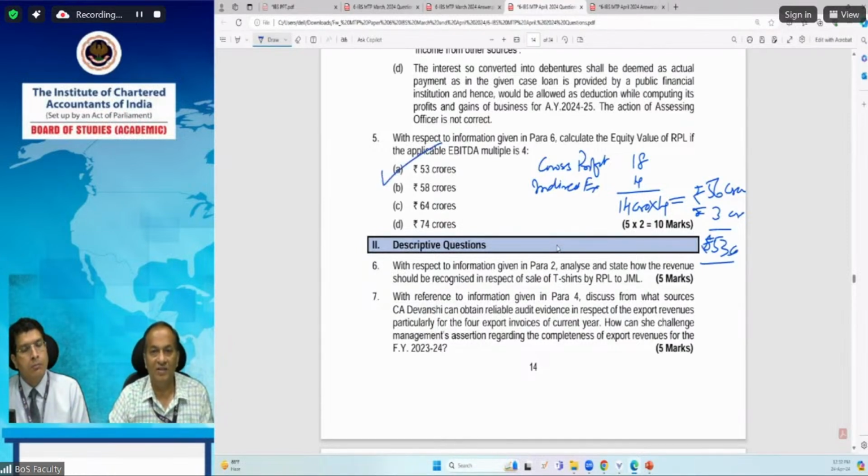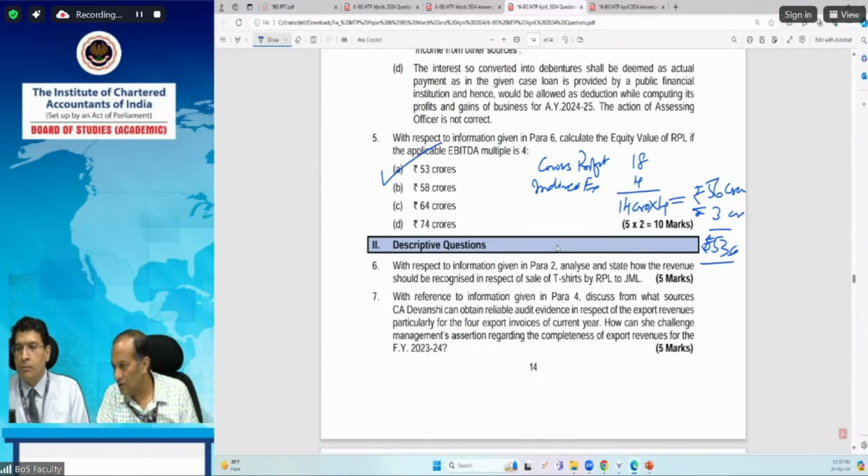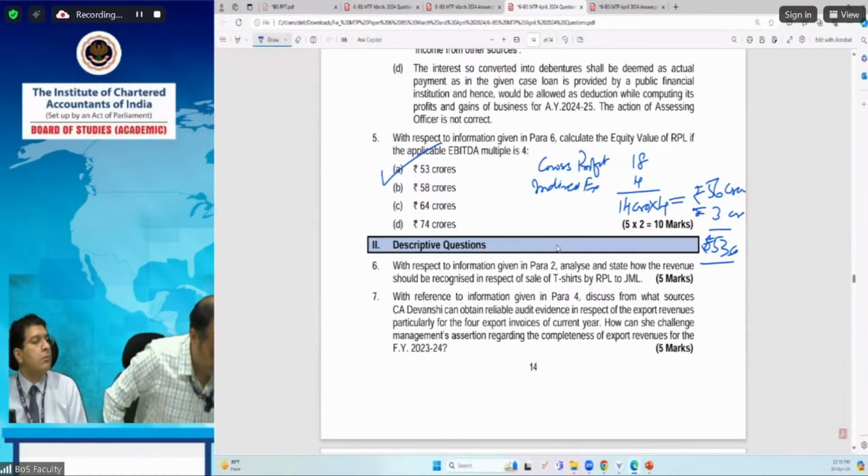So students, with this, our 2 MCQs relating to AFM have been solved. For the rest of the MCQs, the concerned faculty will let you know. If you have any query, please do let me know so that we can proceed further. Okay, thank you.